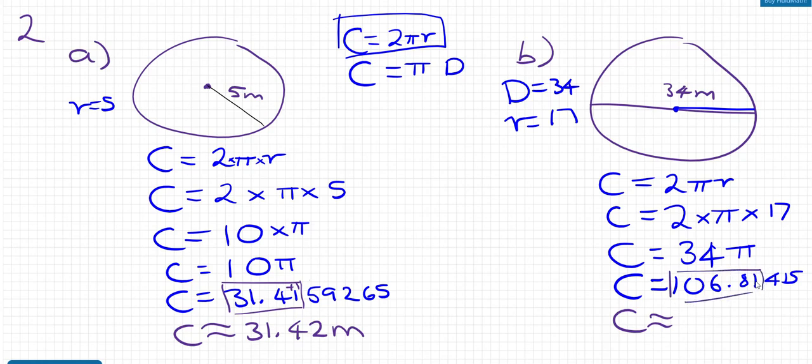Okay, let's check, the number after the 1 is 4. So because it's 4 or less, the 1 stays the same. I'll just leave it. So 106.81 meters, don't forget the units, is our approximate answer. So the perimeter of this circle, the circumference, the length is 106.81 meters approximately.